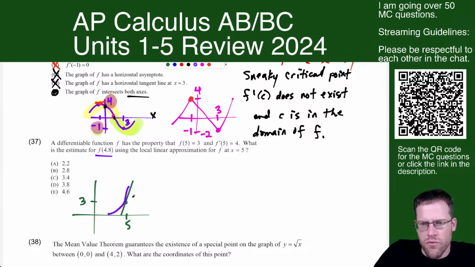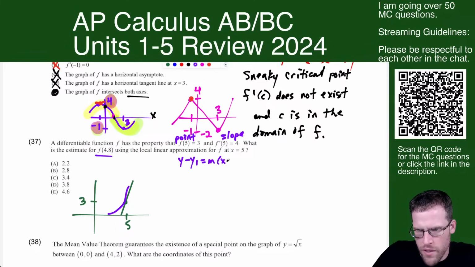So what we want to do is write the equation of the tangent line. We need a point, and this is our point, and we need a slope. Think of the equation y minus y1 equals m times x minus x1, back in the algebra days when life was easy. So y minus 3 equals the slope, which comes from the derivative, times x minus 5. So y equals 4 times x minus 5, plus 3.